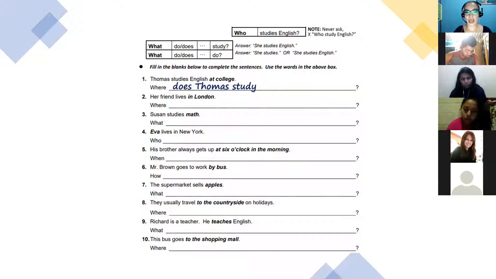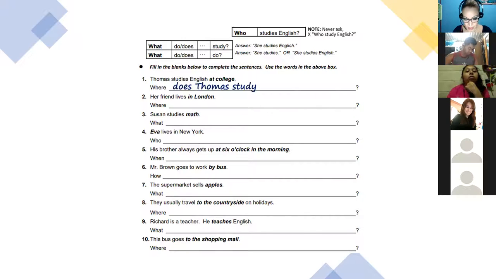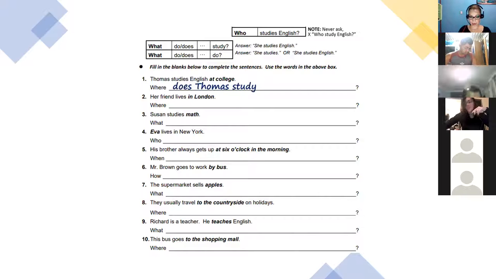Ajá, y la 2, ¿cómo nos quedaría? Dice su amiga o amigo vive en Londres. Ahora hago la pregunta con where. Where significa dónde, ¿verdad? Solo en la 4 no van a usar auxiliar, solo en la 4. Where does her friend live? Ajá, así nos quedaría. Where does her friend live? Y así van a ir haciendo las demás preguntas. Les voy a dar tiempo para que vayan haciéndolas y luego vamos a chequear las respuestas.